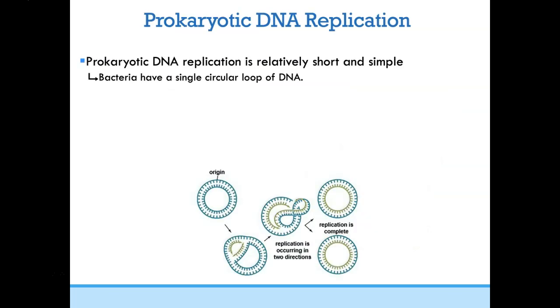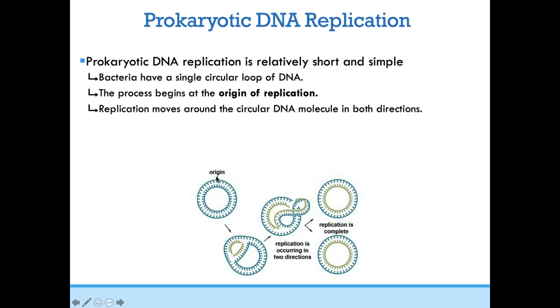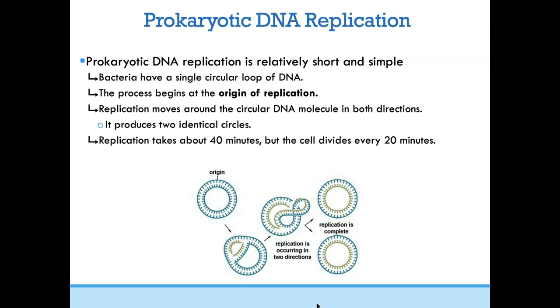So in prokaryotes, this is really, really simple. Bacteria have a single circular loop of DNA. There's a certain location called the origin of replication, and replication just moves around the circle in both directions. So try to visualize. You could start at this origin, and the DNA strands can separate, and you can build new DNA in both directions. We therefore get 2 identical circular chromosomes, and this takes about 40 minutes.